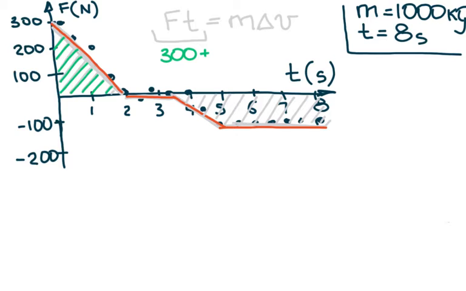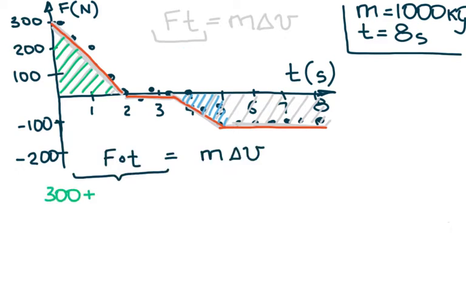And then for the next interval right here between 3 and 5 seconds, I'm going to calculate that area, and I'm assuming that this is 100. So that's going to be 1/2 times the height times the base. So it looks like that part is going to be 100 newtons times seconds.